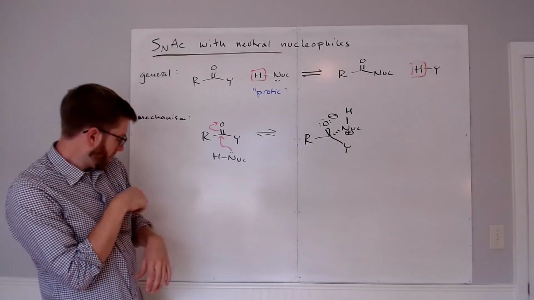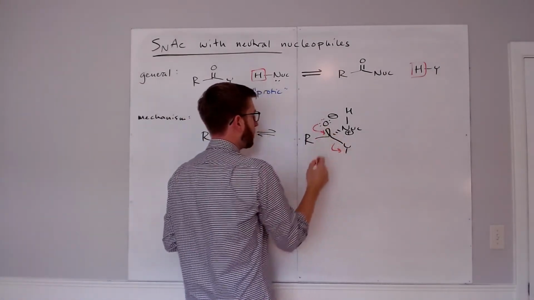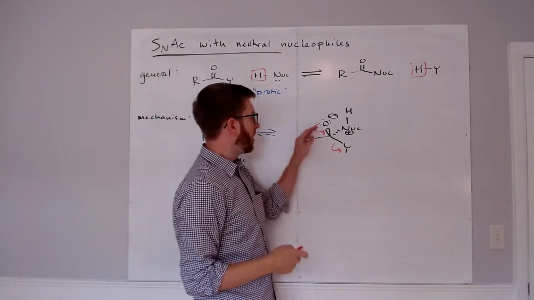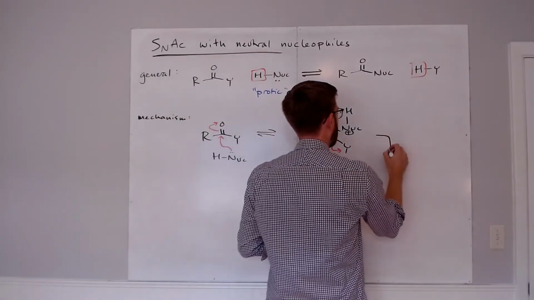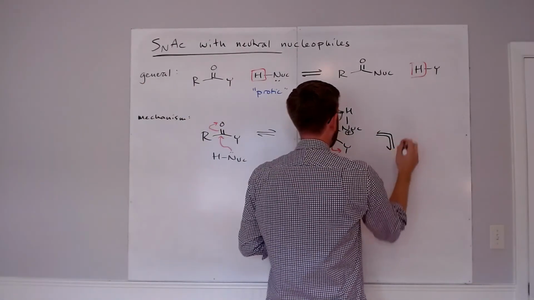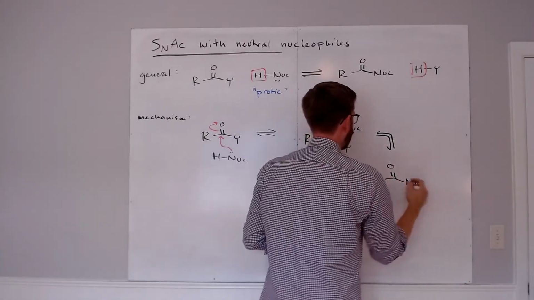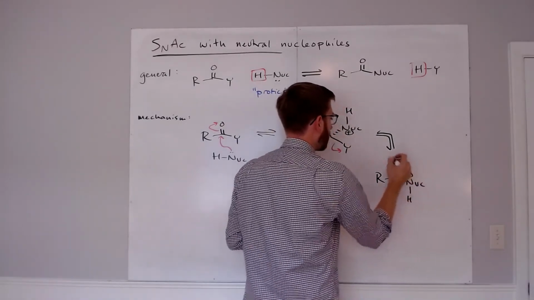The other thing that can happen is that the Y group can be eliminated also, and both of these things happen to some extent. So most of the time we're going back and forth and back and forth, and then every once in a while the Y group gets kicked out. That gives us a new carbonyl. Our nucleophile is still attached to the carbonyl carbon. That proton is still there, and that positive charge is still there.